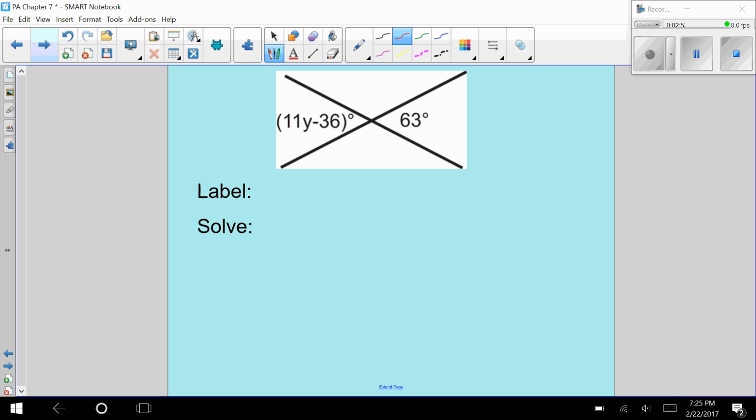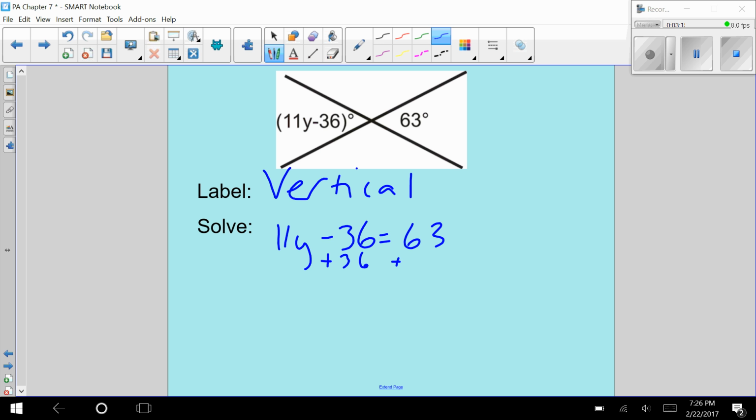So now, let's look at these. Well, what kind of angles would these be? Two lines are intersecting, they're across from each other. These are vertical angles. Since they're vertical angles, we know that those two angles are equal to each other. So 11y minus 36 is equal to 63. Now I can solve for y. Add 36 to both sides. I get 11y equals 99. Divide by 11, and we get y equals 9.